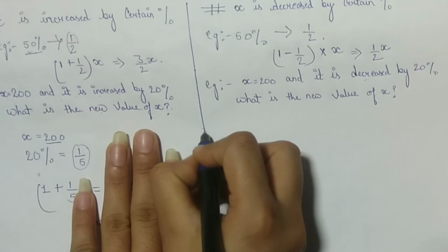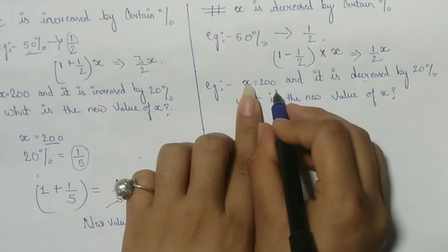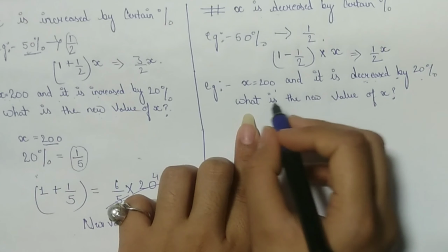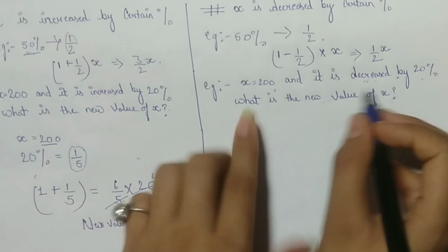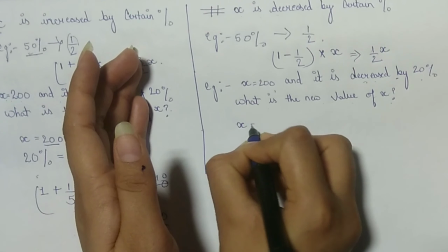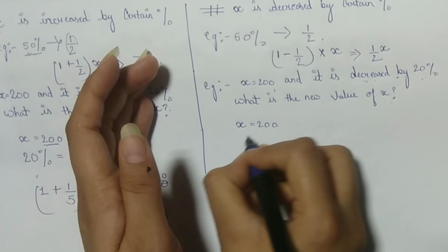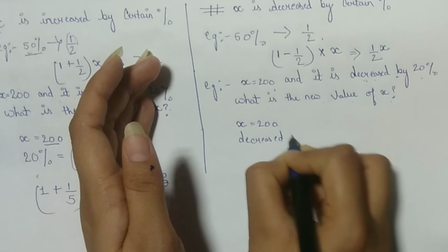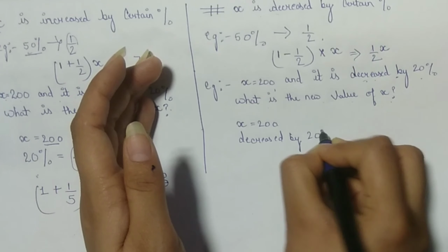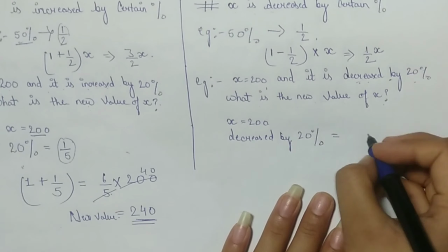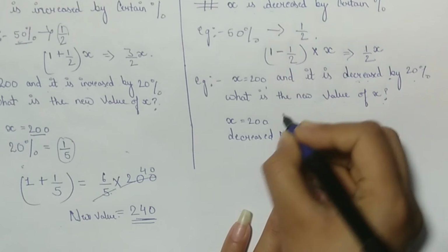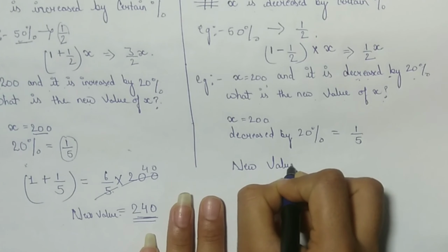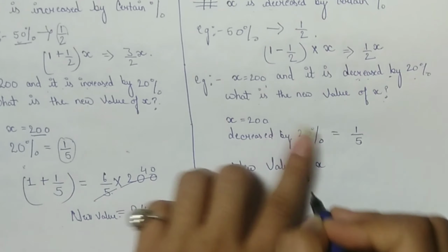Now understand it with an example. X is equal to 200 and it is decreased by 20%. What is the new value of X? Here the value of X is again 200 and it is decreased by 20%. The fraction part of 20% is nothing but 1 by 5. Now we need to find the new value of X after decreasing by 20%.